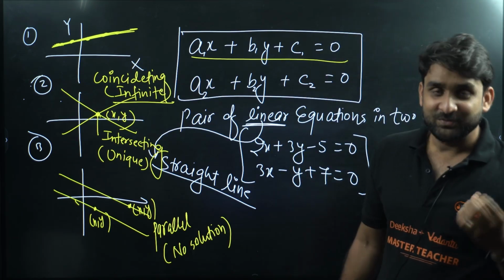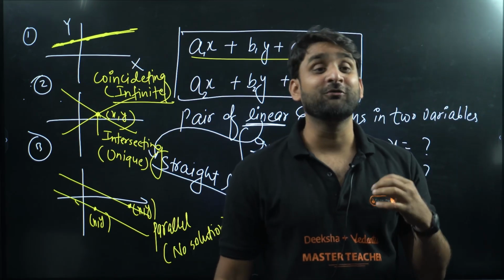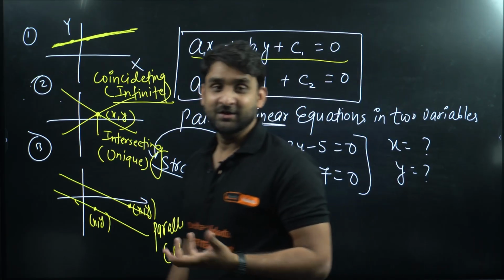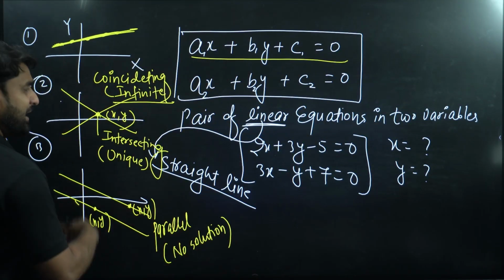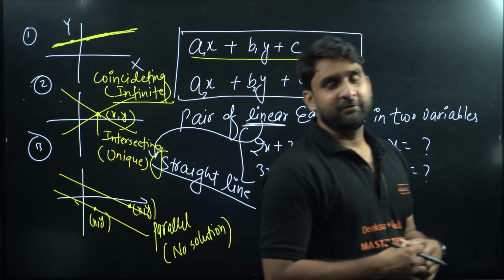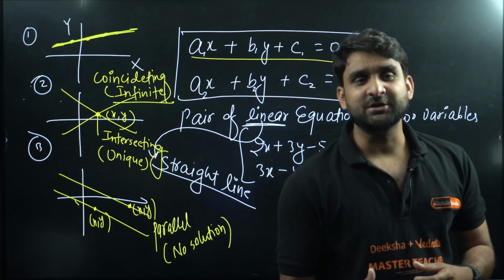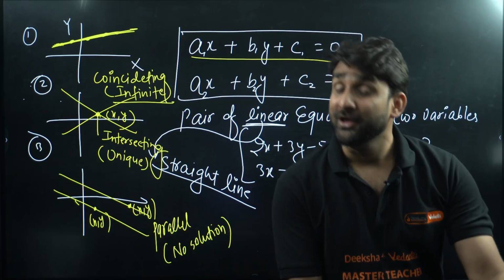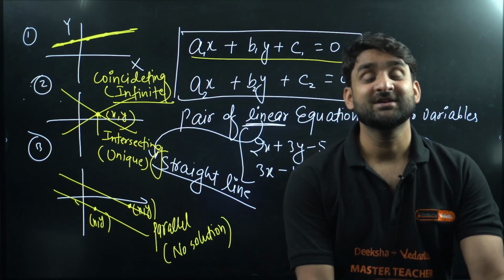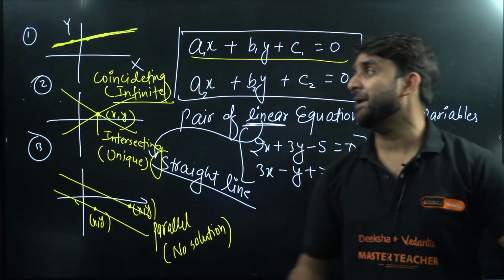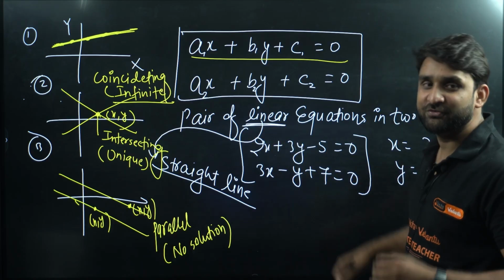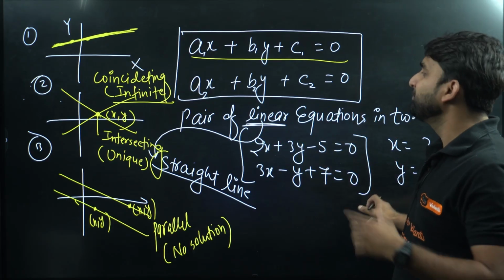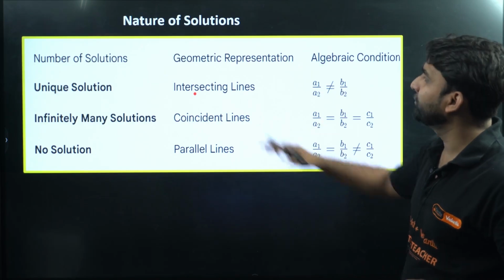Now the question arises, how to find the solution? There should be some methodology. And we can also get the information about whether the lines will be coinciding, intersecting, or parallel even without solving the equations, just by comparing the coefficients of the linear equations. So let's move to the next, nature of solution.